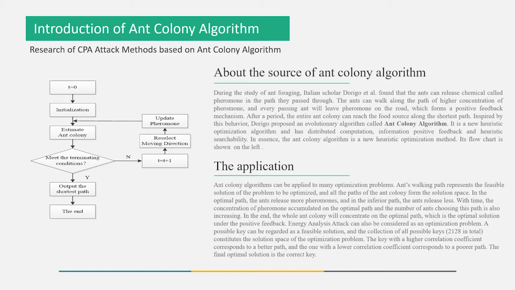On the optimal path, the ants release more pheromones, and on the inferior path, the ants release less. With time, the concentration of pheromone accumulated on the optimal path and the number of ants choosing this path are also increasing. In the end, the whole ant colony will concentrate on the optimal path. Energy analysis attack can also be considered as an optimization problem. The key with a higher correlation coefficient corresponds to a better path, and the one with a lower correlation coefficient corresponds to a poorer path. The final optimal solution is the correct key.